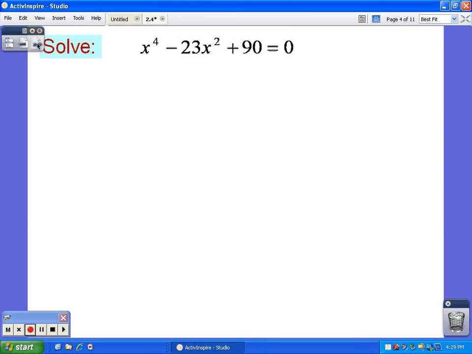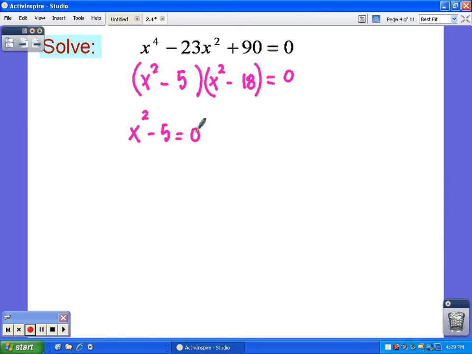This next one, x to the 4th minus 23x squared plus 90 is equal to 0. Again, it's set equal to 0 for us, so we factor it. Factoring the trinomial, it would be x squared minus 5, x squared minus 18. Now, neither one of those can factor any further, but that's fine.